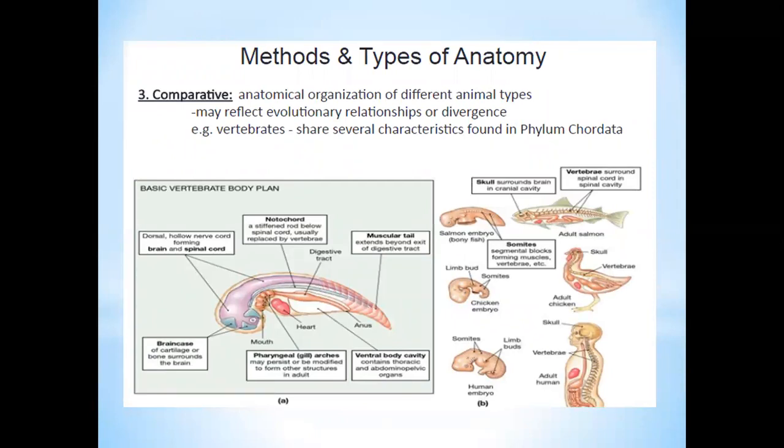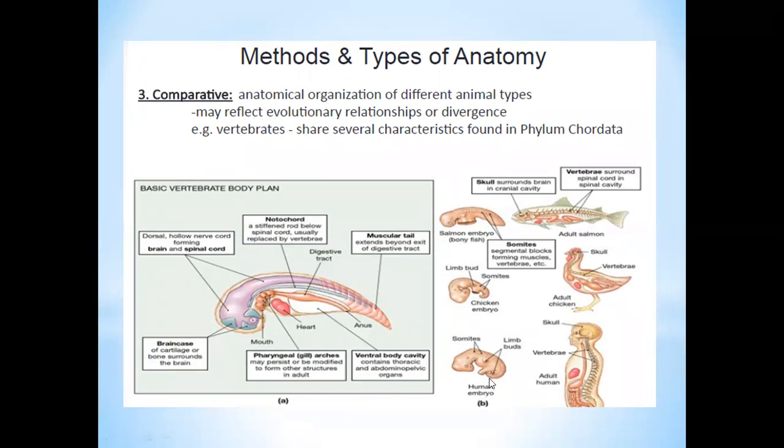Methods. Third method, comparative. In the comparative method, the anatomical organization of different animal types may reflect evolutionary relationships or divergence. Vertebrates share several characteristics found in phylum Chordata.